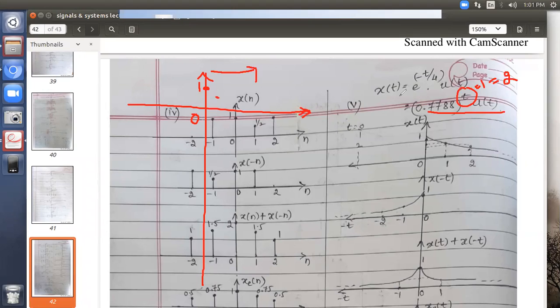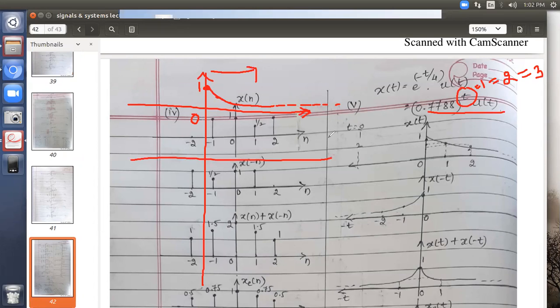It will be a little less than 0.7788. If you can check it from the calculator, 0.7788 raised to 2, you will get some lesser value. Like that, keep on substituting t equal to 1, 2, 3, 4, like that. You will get an exponential curve like this up to infinity. Okay, this is your exponential term.